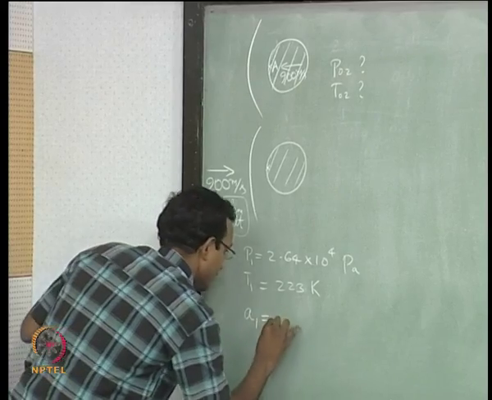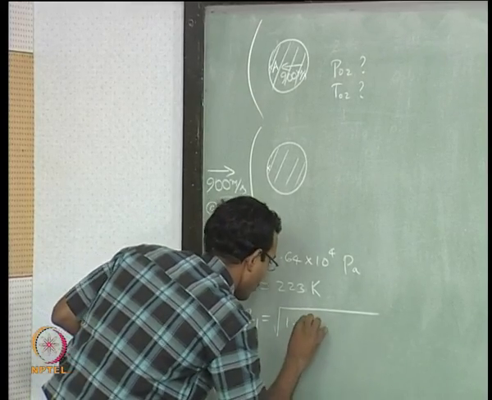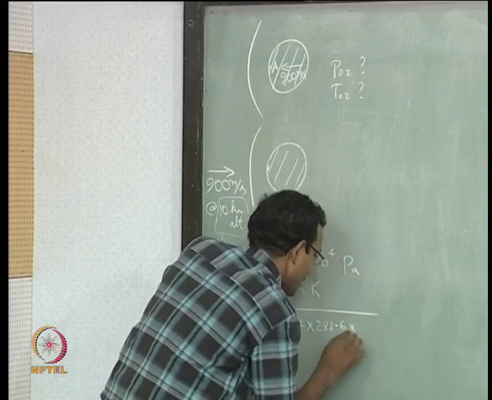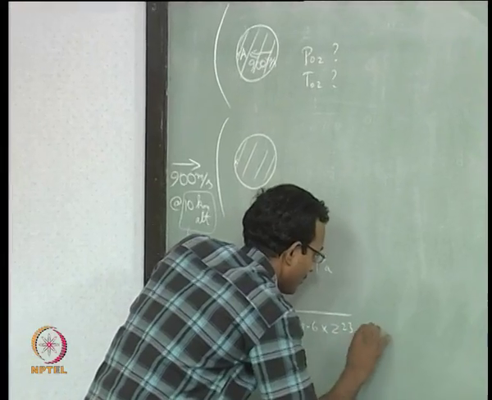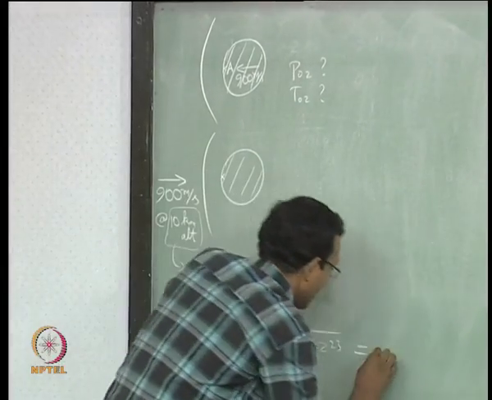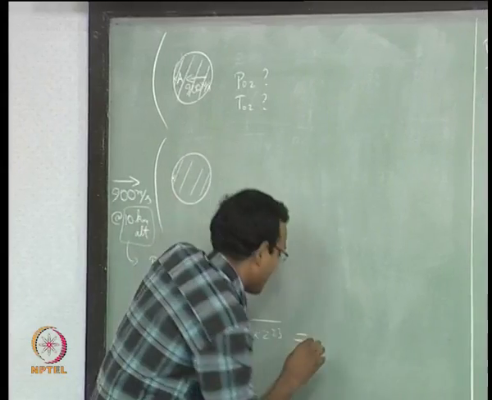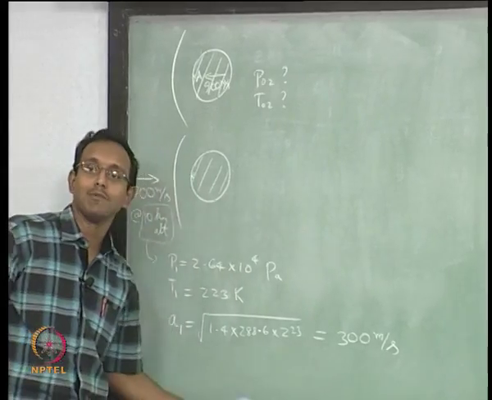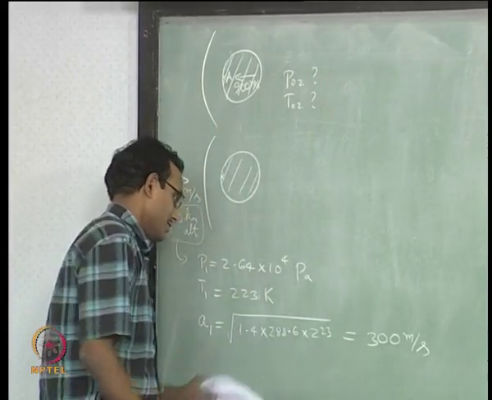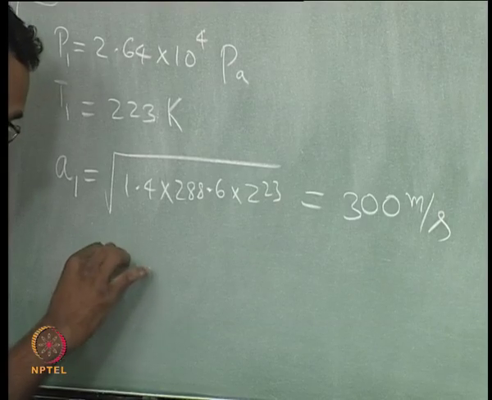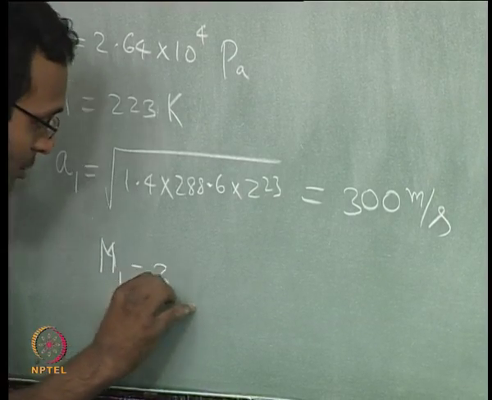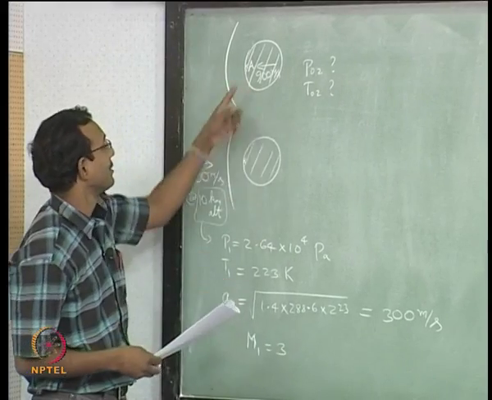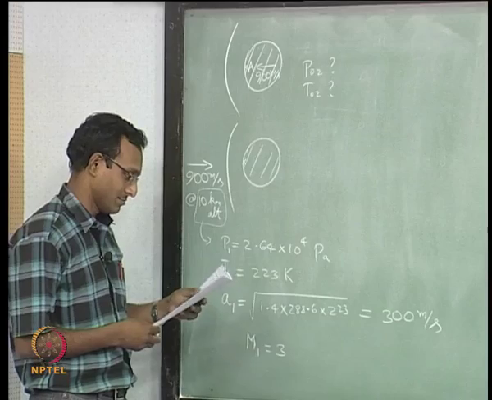If I pick 223 Kelvin, A1 is square root of 1.4 into 288.6 into 223 Kelvin. It comes out to be 300.6 meter per second. We will make it 300 meter per second, some such number. It is almost 300 meter per second. This says that my M1 happens to be 3, because the speed is 900 meter per second.